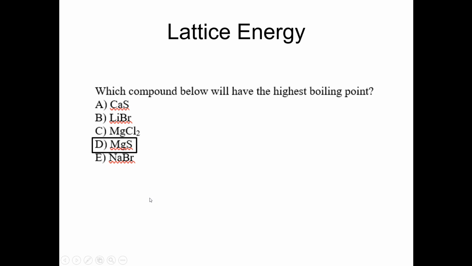What if I asked you which one has the lowest boiling point? Then you would go for the two which are +1, -1. That would be lithium bromide or sodium bromide. And because sodium is larger than lithium, that is going to have a lower lattice energy. Therefore, E would be the compound that had the lowest boiling point.